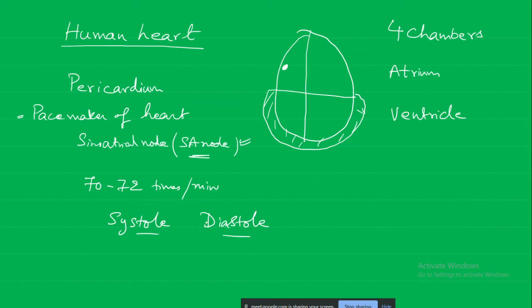This lub dub sound that we hear is because of the systole and diastole, and it can be heard using a stethoscope. It is not necessary to put the stethoscope exactly above the heart. It can be put even on the arm, on top of the arteries and veins, and that also will give the sound.